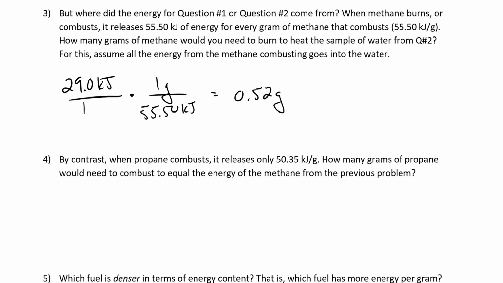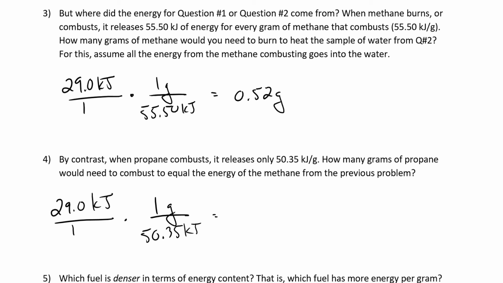By contrast, when propane combusts, it releases only 50.35 kilojoules per gram. How many grams of propane would need to combust to equal the energy of the methane in the previous problem? Well, that methane released 29 kilojoules, but here we're going to use propane's energy density of 50.35 kilojoules per gram.